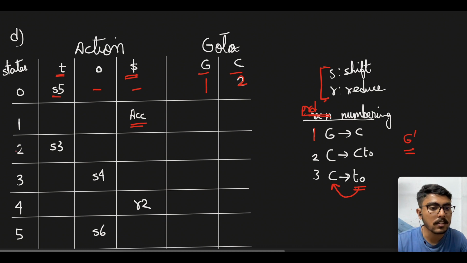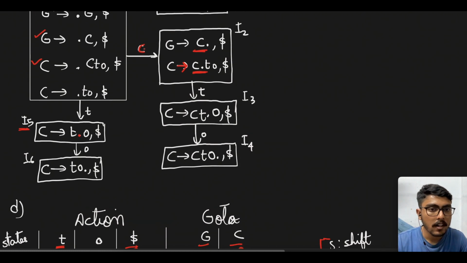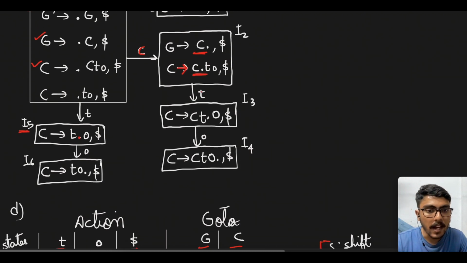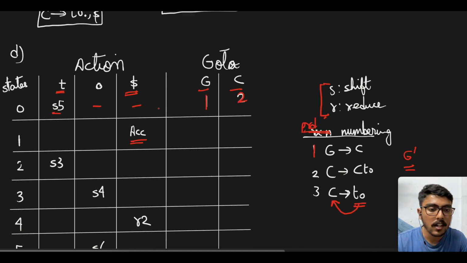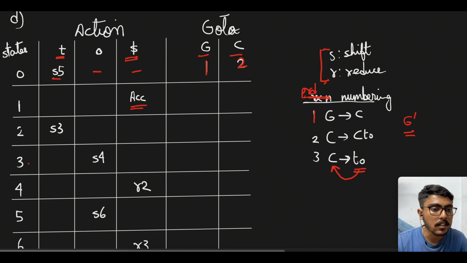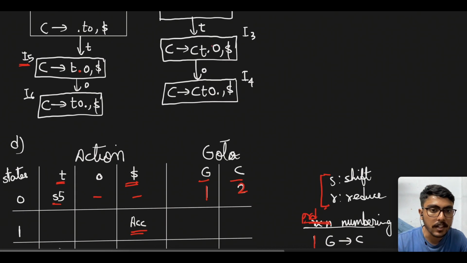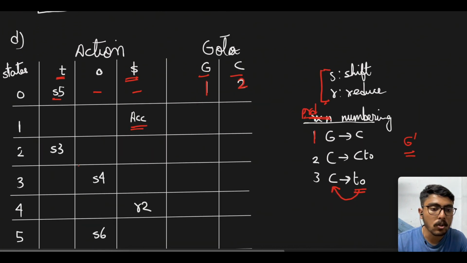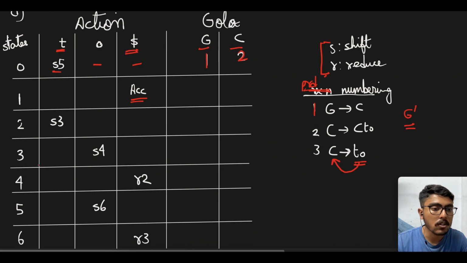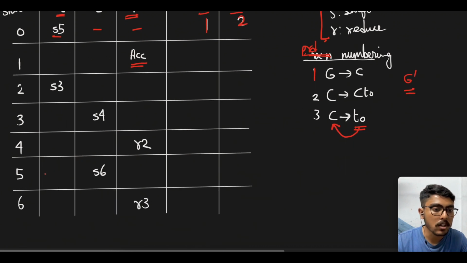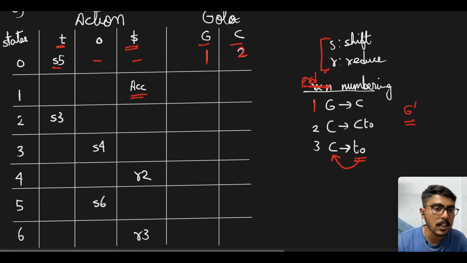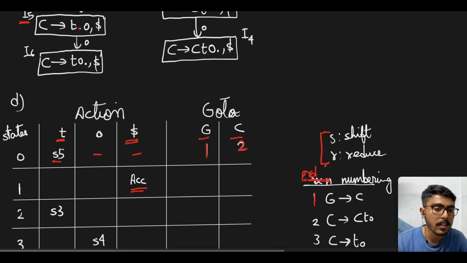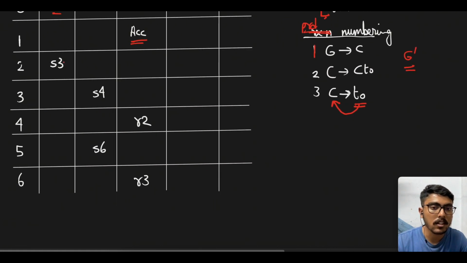Similarly in state 2, if we have small t in the input string, we will go to state 3. And in state 3, we will go to state 4 if we see an O. And one more, in state 5, if we see an O, we will go to state 6. So these were the shift actions.